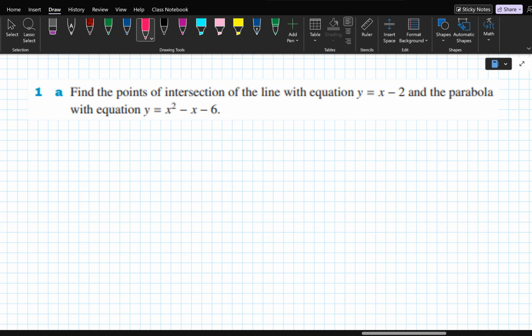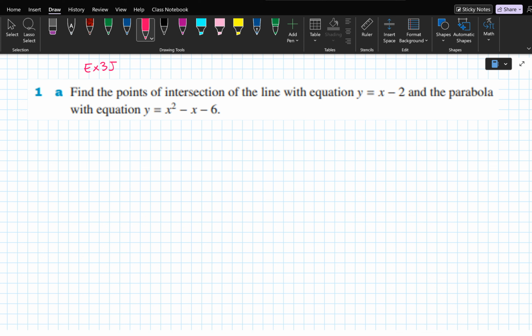Hi there, Year 11s. We've got a question for exercise 3J. Question 1a. We're going to be looking at finding the points of intersection of the line with the equation y equals x minus 2 and the parabola with the equation y equals x squared minus x minus 6.